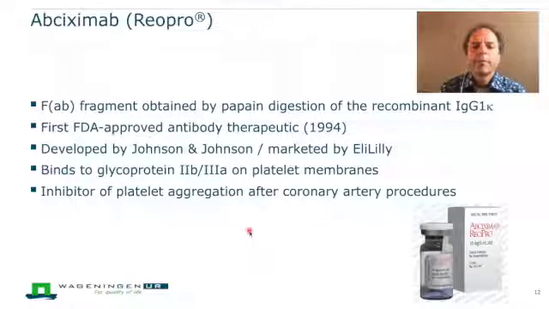ReoPro is binding to glycoprotein IIb/IIIa, which is present on platelet membranes. In doing so, it inhibits platelet aggregation that often takes place after coronary artery procedures. So you see, this is a relevant example of the use of enzymes for the development of medicinal drugs.